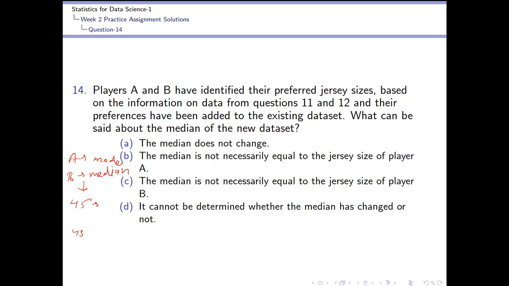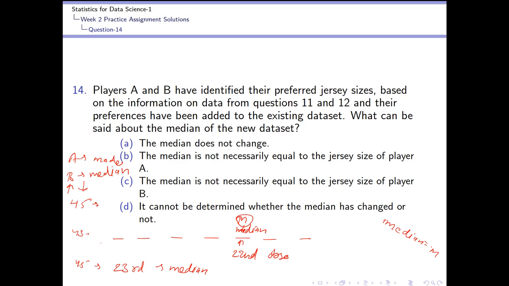So earlier there were 43 observations. They were arranged in order and the median was at the 22nd position. Let's say this is your 22nd observation, which is your median. Now A and B have added their jersey sizes. Now the total number of observations is 45. So when we arrange them in ascending order, the 23rd jersey size will be your median. Since B has ordered the median observation, for example, let's say the median is M jersey size. Then at the 22nd position, M jersey size is placed because we have arranged them in ascending order.